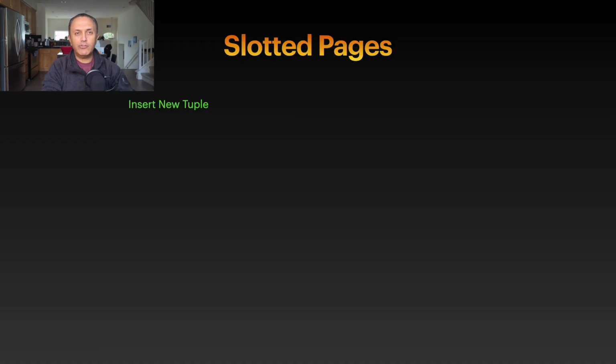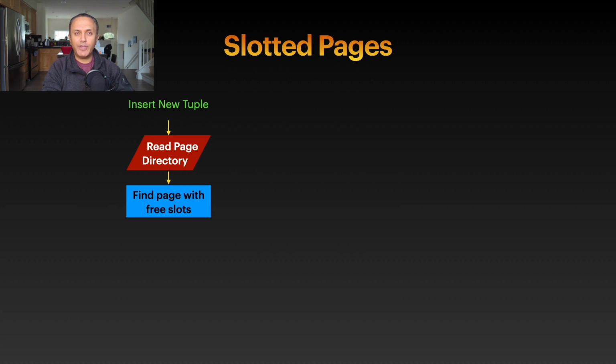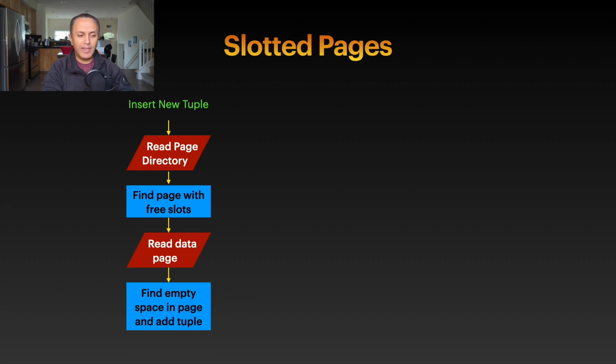So let's say we're trying to insert a new tuple. The first thing that we're going to do is read the page directory. Assume that we're just working from a single database file. So we're going to read the page directory in that file, and then figure out which page has free space that we can use to add in this new tuple. Once we figure out this page, we're going to load that page from disk into memory. Now we have the page that we want to write into, it's in memory, and now I can find empty space in that page and write the actual tuple in that space.